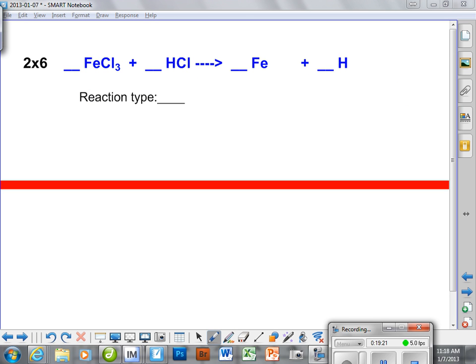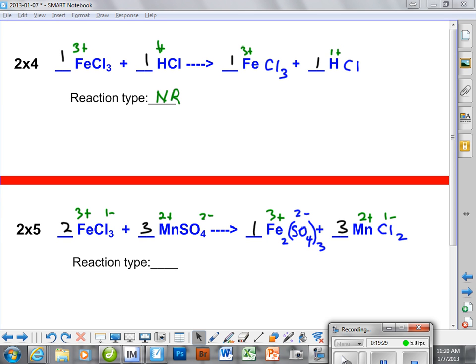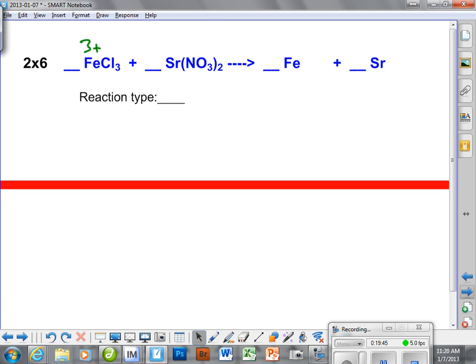Okay, this last one I'm going to go really fast. So we know that 3 plus is for the iron. We know that hydrogen, I think I have the wrong reactant. And by the way, the one on the last page was also a reaction type of double replacement. Now over here we're going to have a double replacement again because we're going to switch partners and dance.